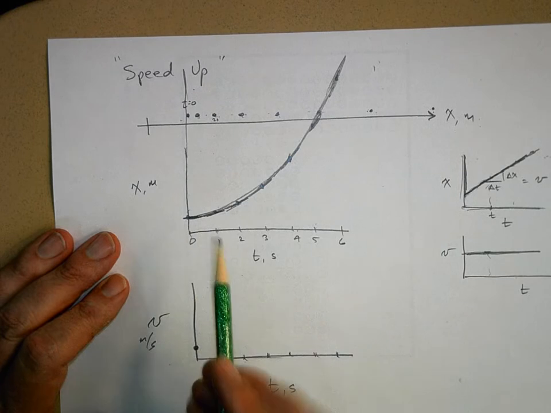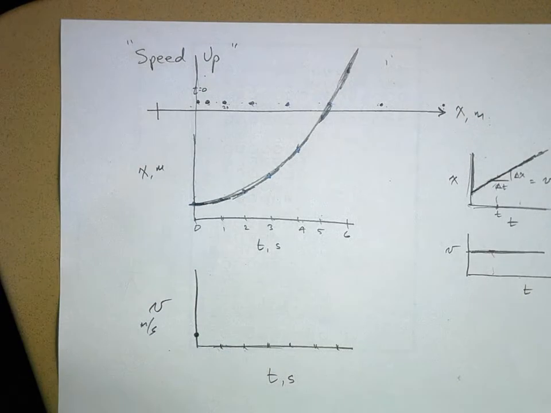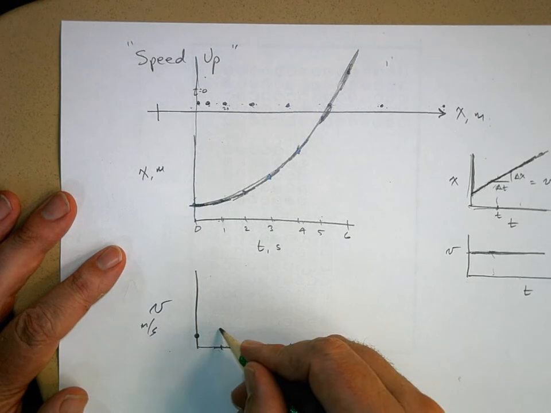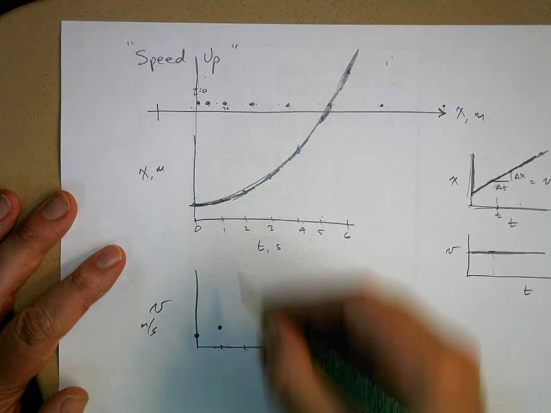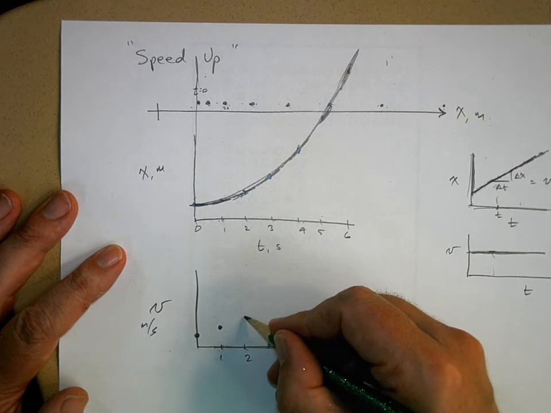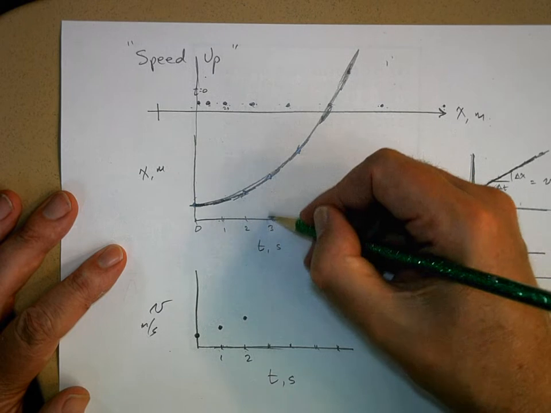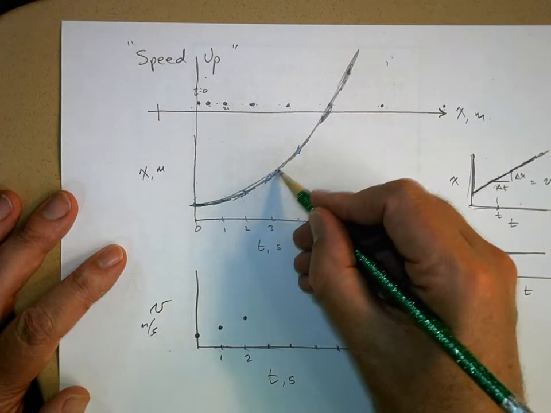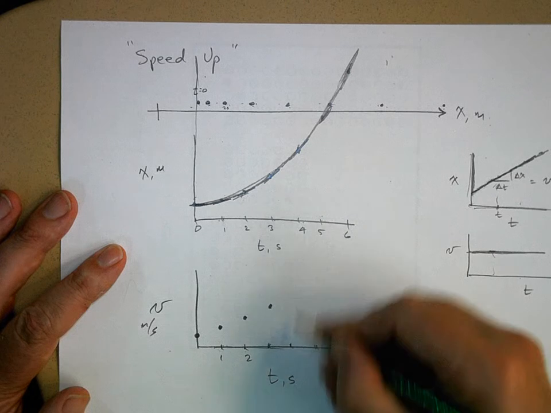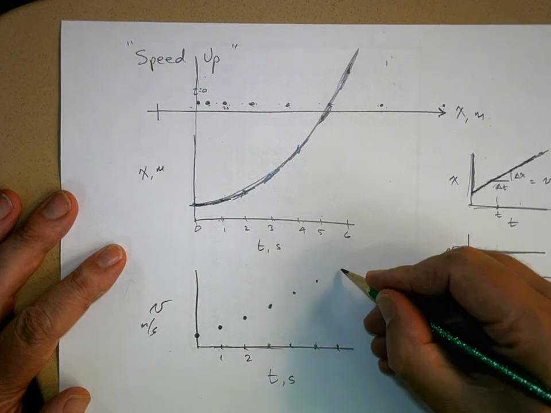But look at the slope. Very low slope, very shallow, close to zero. What about 1 second? Oh, it's a little bit greater. What about 2 seconds? Oh, the slope is greater, so that means the velocity is greater. The position versus time graph slope is velocity. Now that slope is greater, so the velocity is greater. And now it's greater again, and now it's greater again. And finally, we end up with the steep.